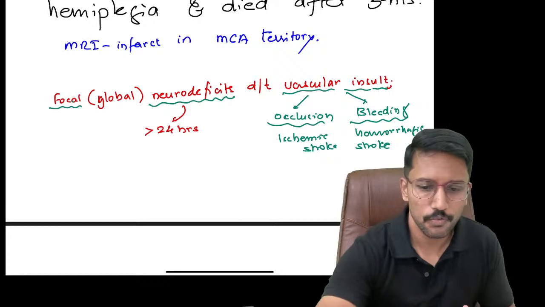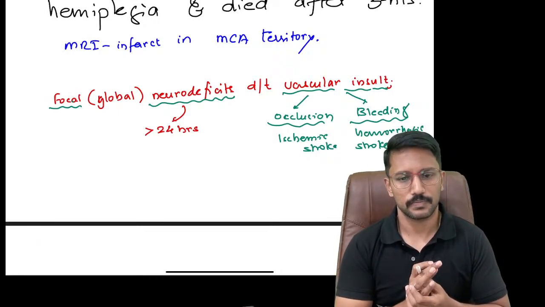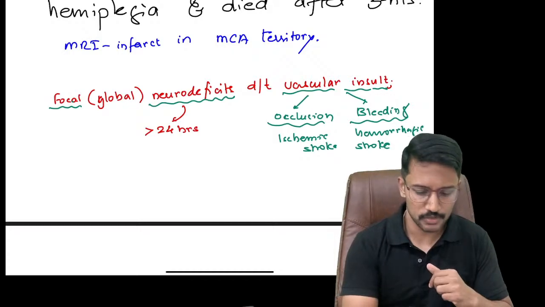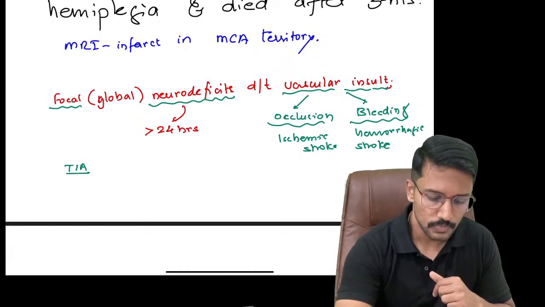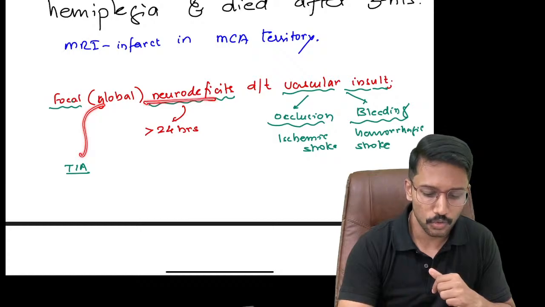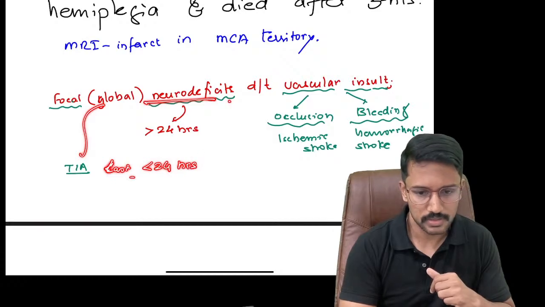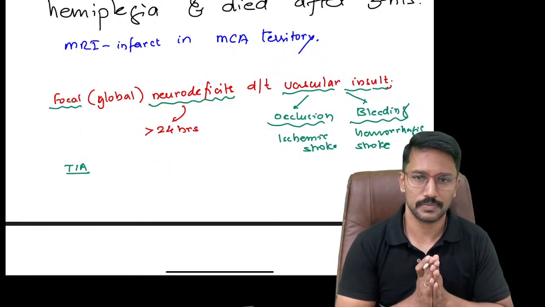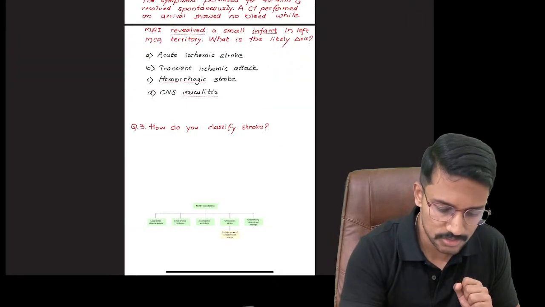But if the symptoms improve within 24 hours, what do we call it? As you know, we call it TIA. So TIA basically refers to focal or global neurological deficits which last for less than 24 hours. Simple definition, right? Now let me take you through a challenging scenario.